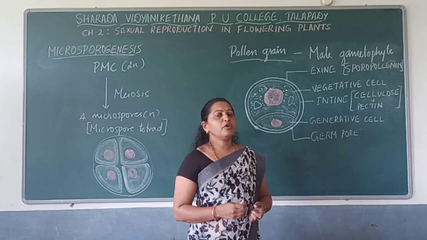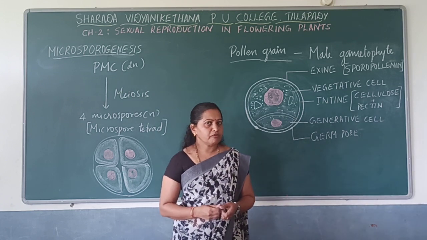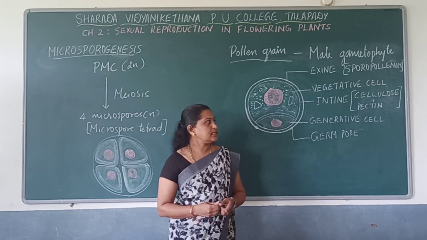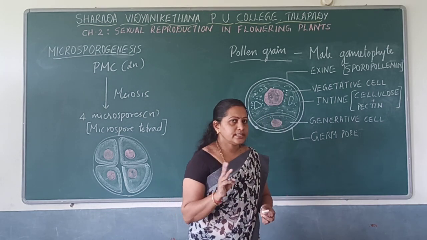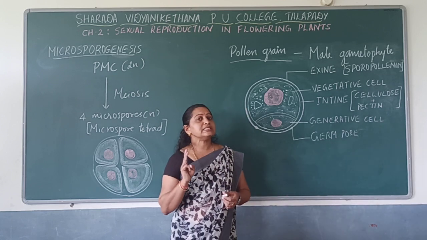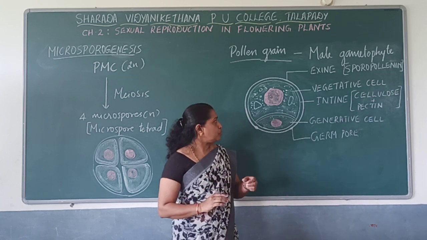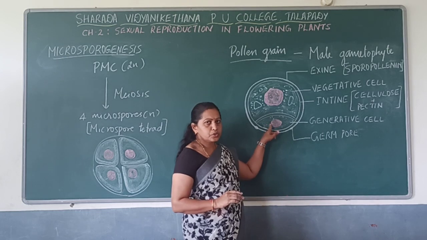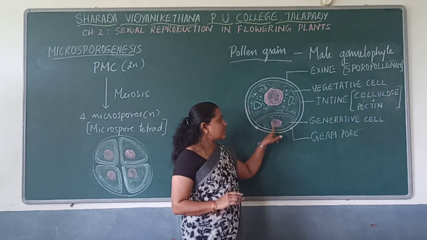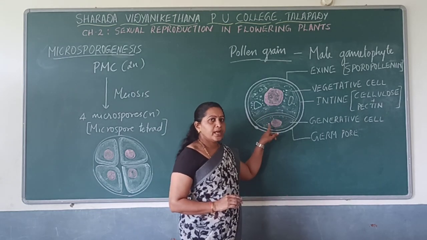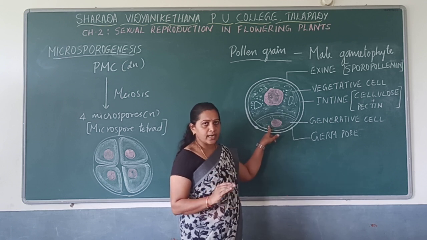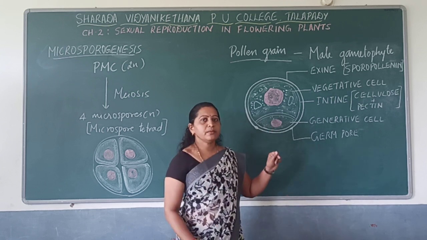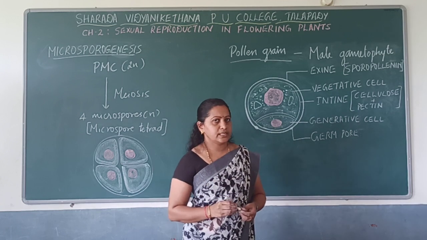But in the remaining 40% of the angiospermic plants, the pollen grains are released in the three-celled stage. Now let us see what is this three-celled stage. So you know that pollen grain has two cells, a vegetative cell as well as a generative cell. In 40% of the angiospermic plants or flowers, they usually shed their pollen grain in the three-celled stage.